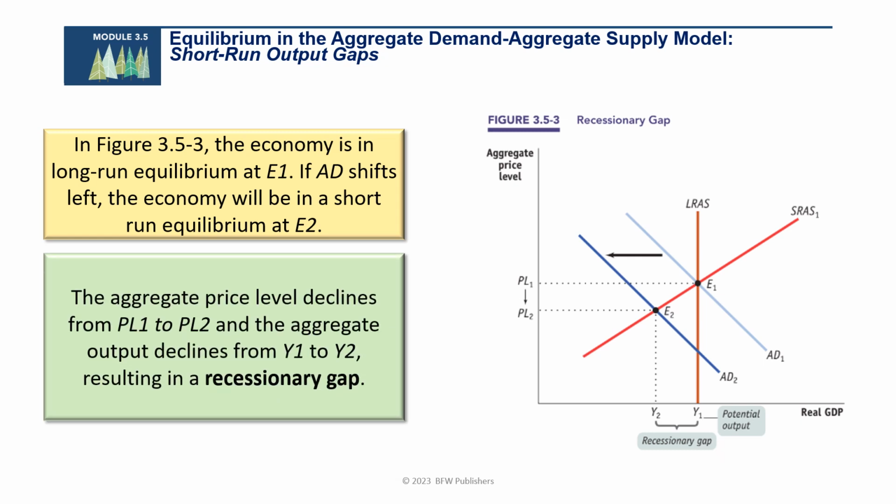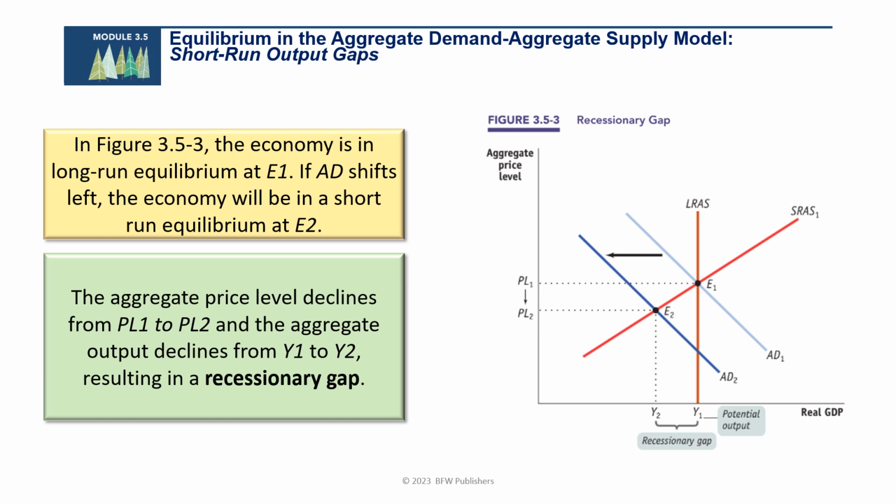So check out what's happening at E2. First, evaluate potential GDP Y1 to where we are now. Our new reality, our short-run macroeconomic equilibrium at E2, Y2, is well short of our potential level of output. That is to say, real GDP is short of potential GDP. And we look at that difference between Y2 and Y1, that's the recessionary gap. The difference between where we could be producing and where we are producing.